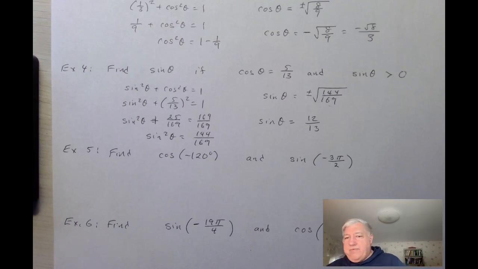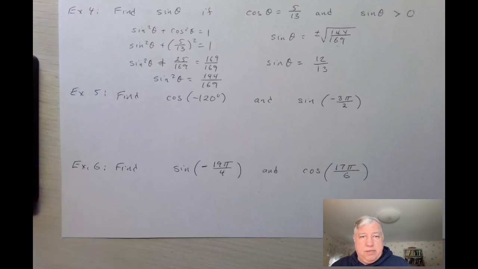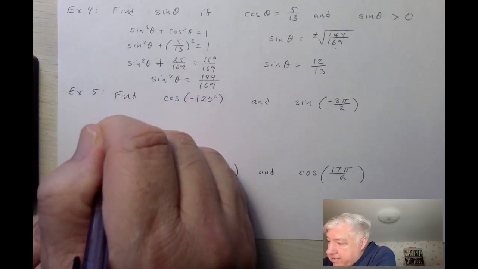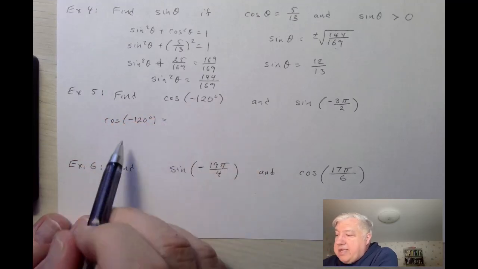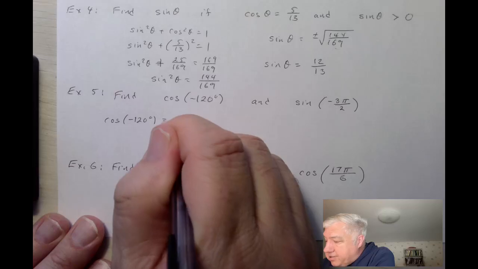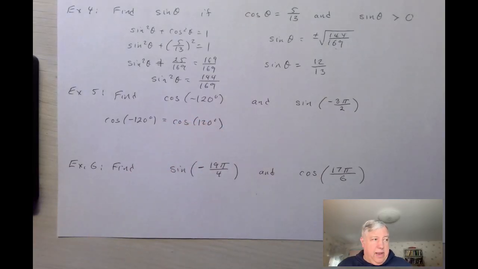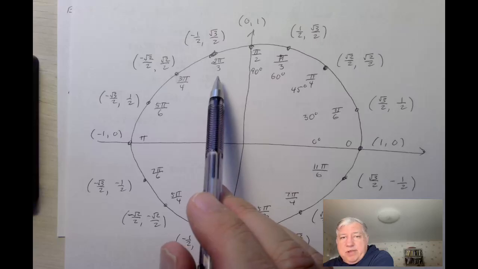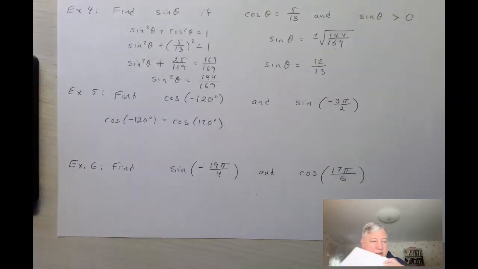Okay, a few more examples. Cosine of negative 120. Because cosine is an even function, the minus sign can just go away. And 120 is the same thing as 2 pi over 3, and once again we just saw that at 2 pi over 3, which is 120, the cosine is negative 1/2.